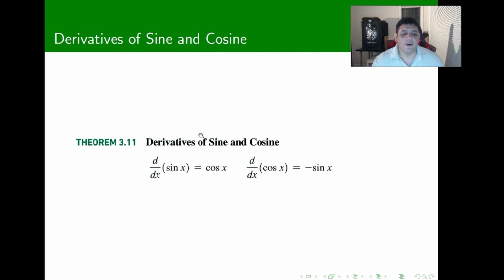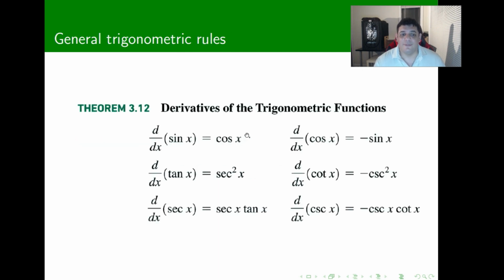And so in general, we start with the derivatives of sine and cosine, and from there we're going to use properties of the trigonometric functions to find out what the other derivatives are. And so we're going to have that these are all the derivative functions. So for example, the derivative of sine is cosine, the derivative of cosine is minus sine. But then the derivative of tangent is secant squared, and the derivative of secant is secant times tangent. In the same way, the derivative of cotangent is minus cosecant squared, and the derivative of cosecant is minus cosecant times cotangent of x.